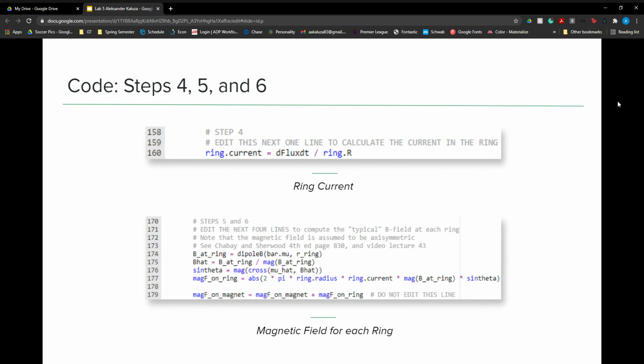Then for steps 4, 5, and 6, the ring current, as we know, is the change in flux over change in time divided by the resistance of the ring. And then in steps 5 and 6, I used the dipole function to find the magnetic field due to the magnet in the ring. And then sine theta was found by doing the cross product of mu hat and magnetic field hat. And then to find the force, I applied an equation from class, as you can see below.